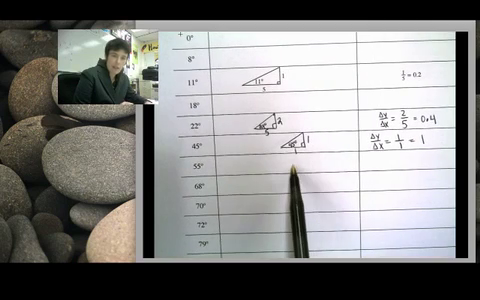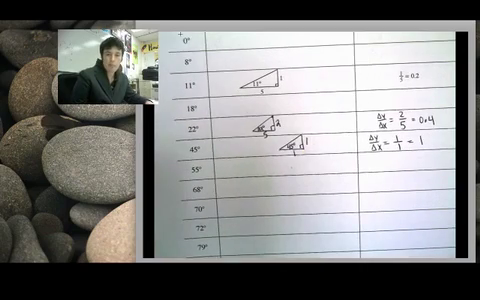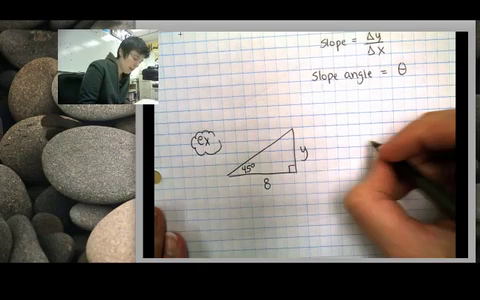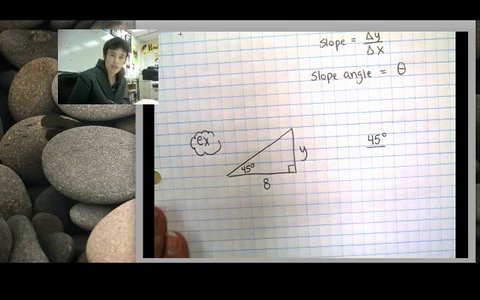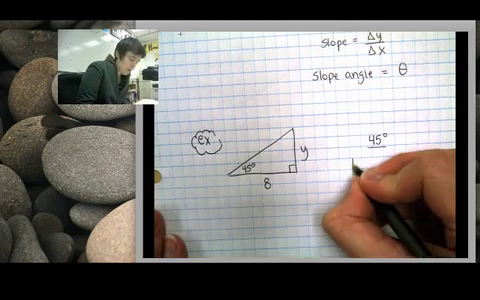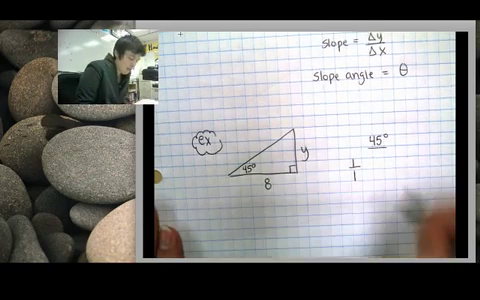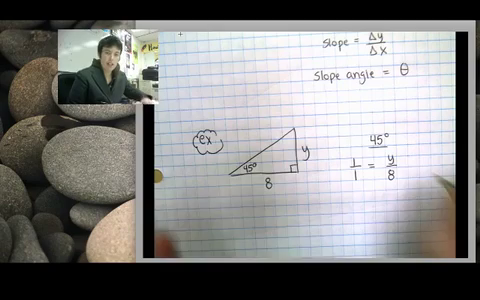I can look at this 45-degree relationship and say, well, it's always 1 over 1. So based on that, this is how I'm going to solve this problem. For all 45-degree angled slope triangles, I know that the relationship is 1 over 1. So in this case, I have y and 8. So 1 over 1 is going to have to equal y over 8. And I'm going to solve for y.